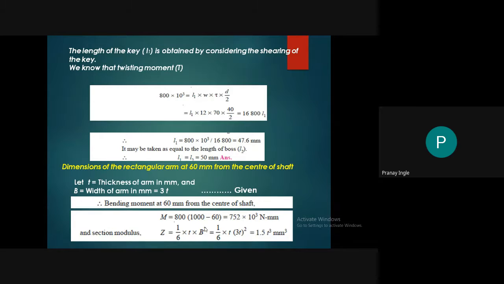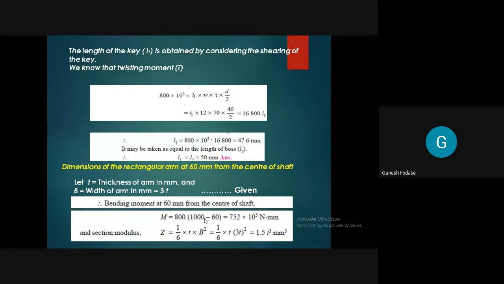Sir, by using the bending stress formula, M by Z. By putting the value of moment and Z, that is 1.5 into T cube, then we know the bending stress and the moment. By using this, we can find the thickness.